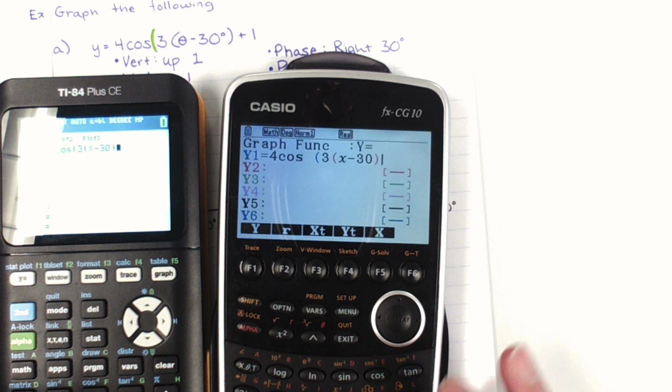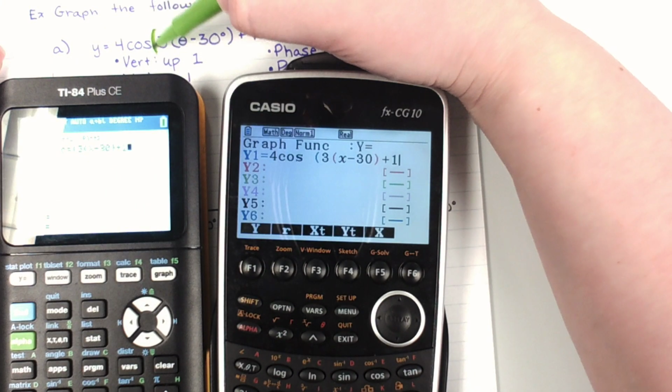Close parentheses. Plus what? Except how many, if I do that, plus 1, how many open parentheses do I have? Oh, how many open? 2. How many closed do I have? 1. Open, open, only a single close. Where's the second closed one supposed to go? After the 1 or before the 1?